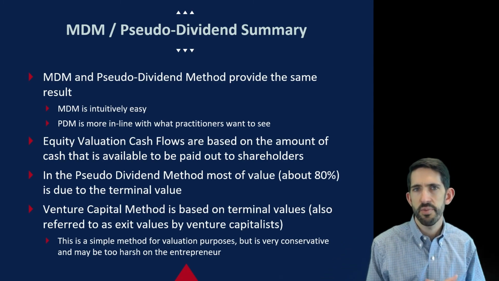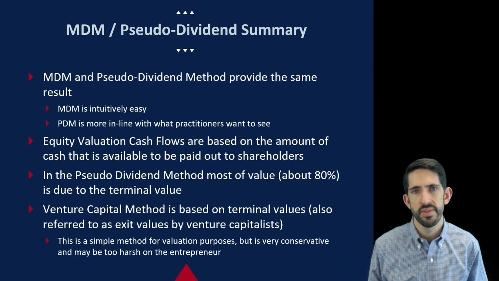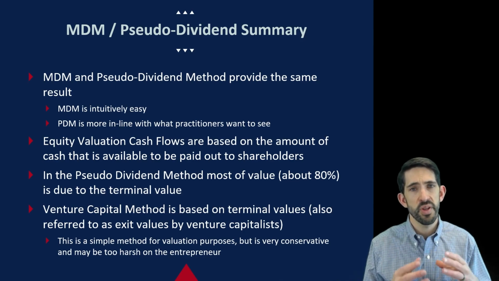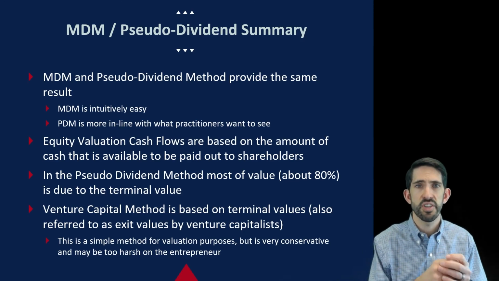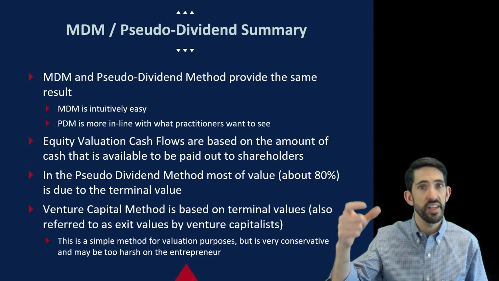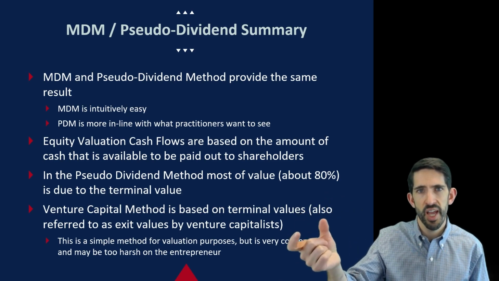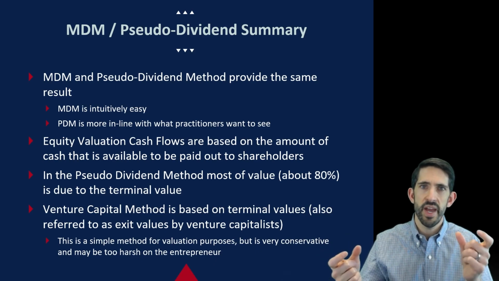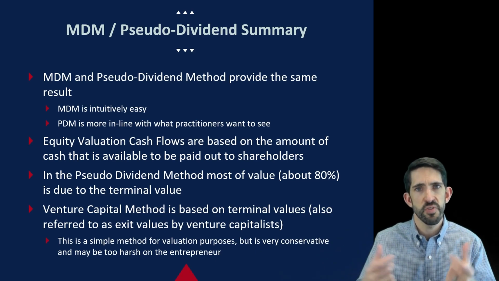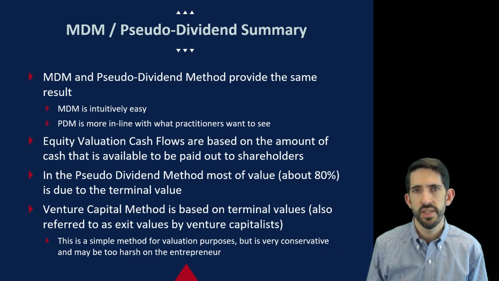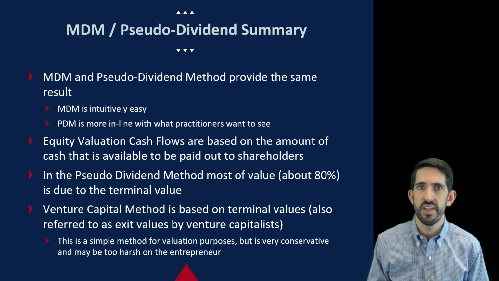Now, the next method I'm going to show you is the venture capital method. And this is basically going to assume that we don't have any interim cash flows, and instead we just think about how much cash we get at an exit value. So terminal value is often called exit value by venture capitalists. We're going to discount that back to today, and it's going to be a little bit more conservative estimate of the value of the company. And we'll talk about why that is in the next set of videos.